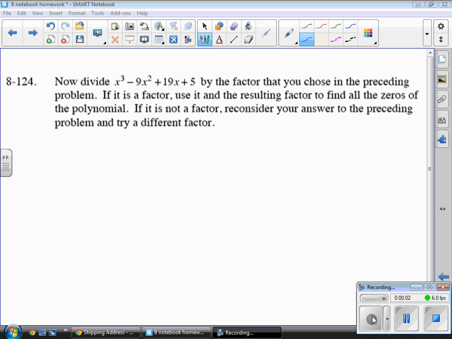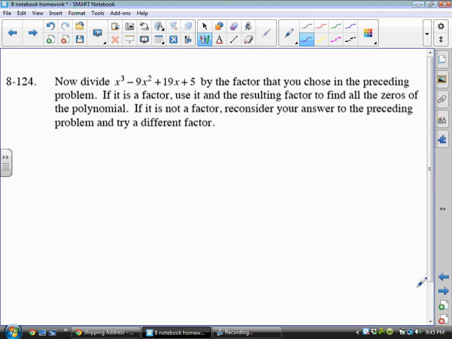This is problem 8-124 from section 8.3.1 homework. It says divide this equation by the factor you chose in the previous problem. So I chose the factor, I believe it was x minus 5. That's the one that I chose for that. Okay, and now we're going to decide, is that actually a factor? So we're going to divide it.